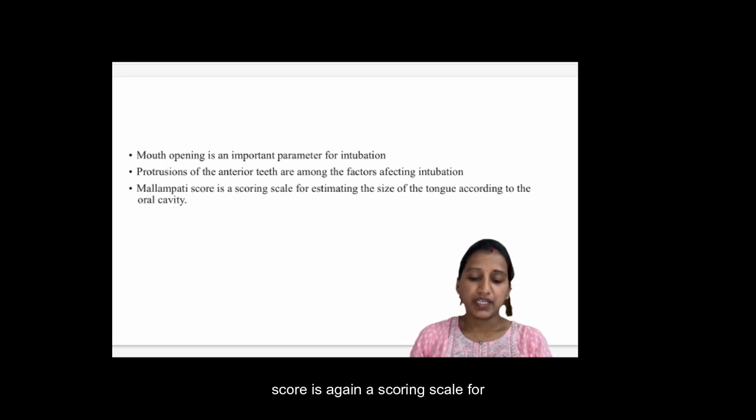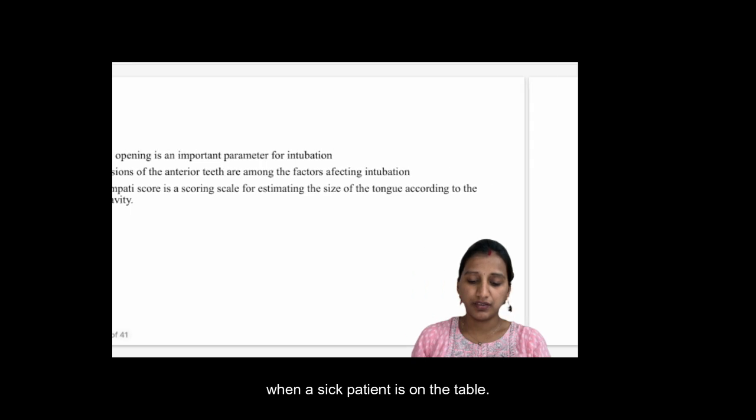Mallampati score is a scoring scale for estimating the size of the tongue relative to the oral cavity, which is important prior to attempting an airway to know the difficulty anticipated while performing the laryngoscopic procedure. But in an emergency setting, this assessment is usually not possible when a sick patient is on the table.